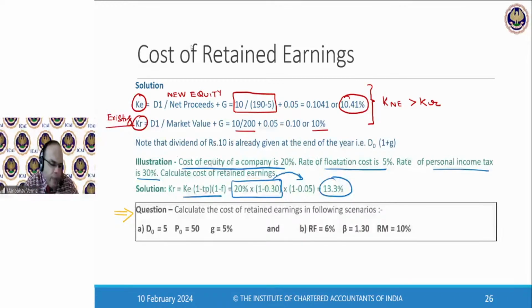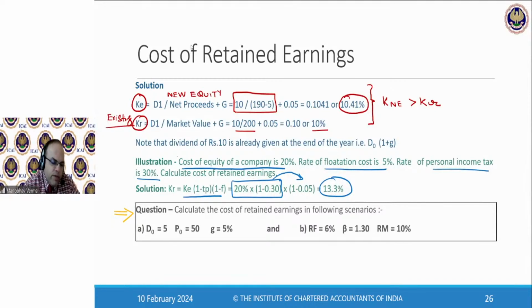Mary is giving me an answer of 15.5, and Avinash also 15%. I think this question is simply asking about the cost of equity, I believe. So if you see option A, we are given D0, P0, and G. But we have to use D1, right? So D1 would be 5 plus 5%, guys, that is 5.25. So 5.25 upon 50 plus 5% would be approximately 15.5%. It seems correct to me.